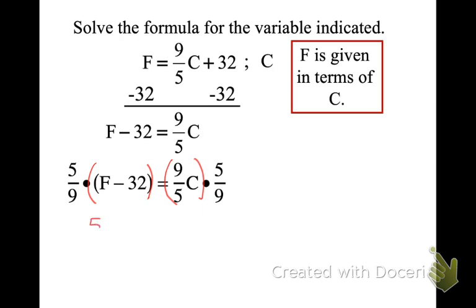Now over here, we can just leave it as 5/9 times the quantity of F minus 32. You don't even need to distribute it. Cancel, cancel, boom. If you want to distribute, you can, but you can leave it like this. Okay, except then flip it around.